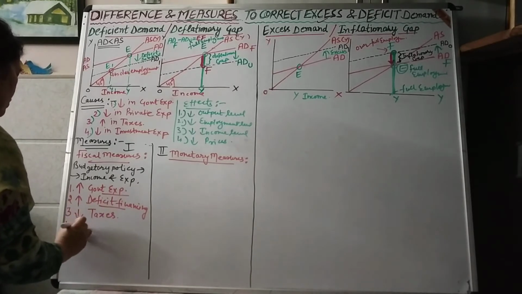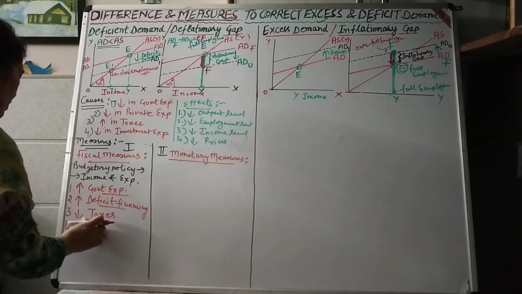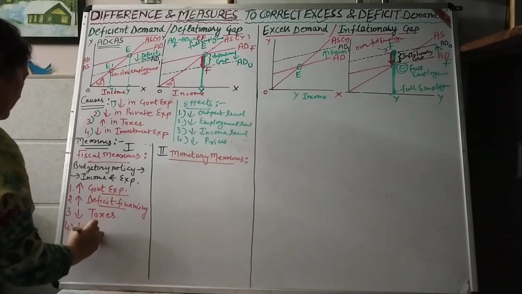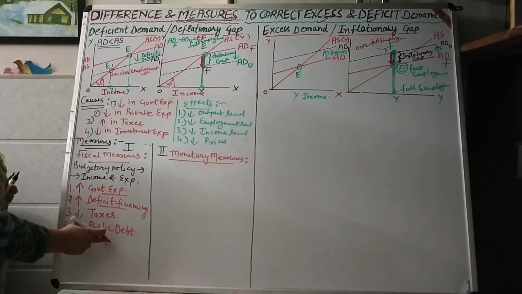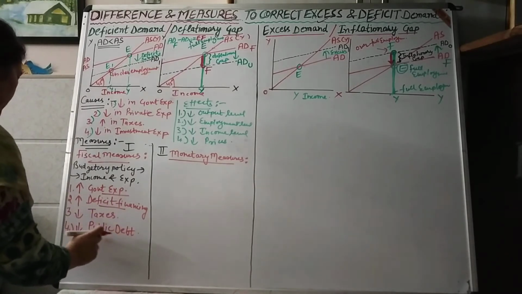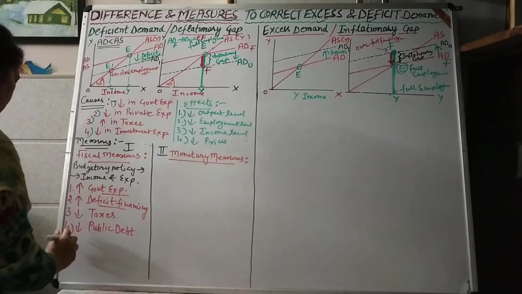Number 4, government should also reduce public debt, so that there will be increase in purchasing power of the consumer.